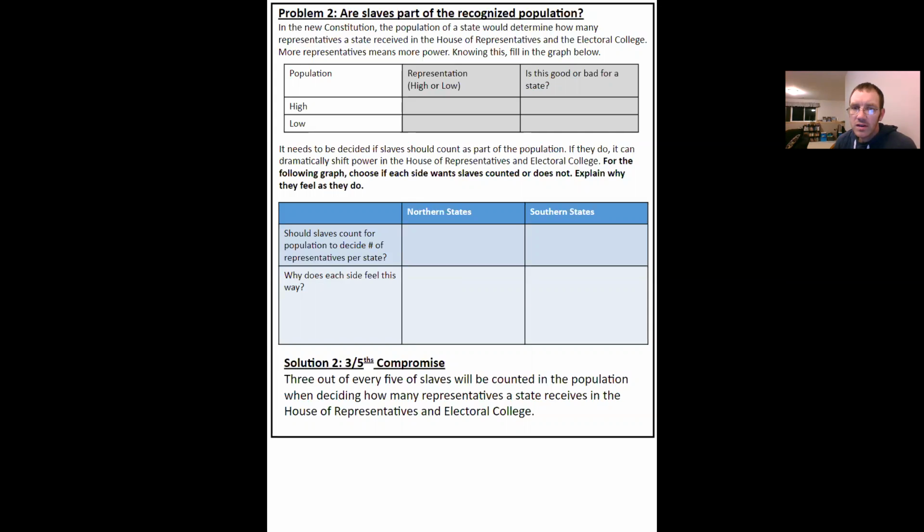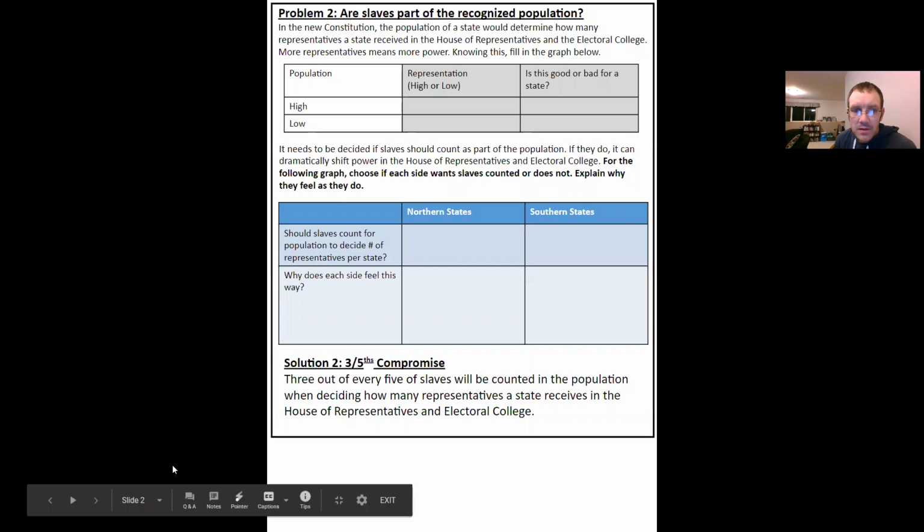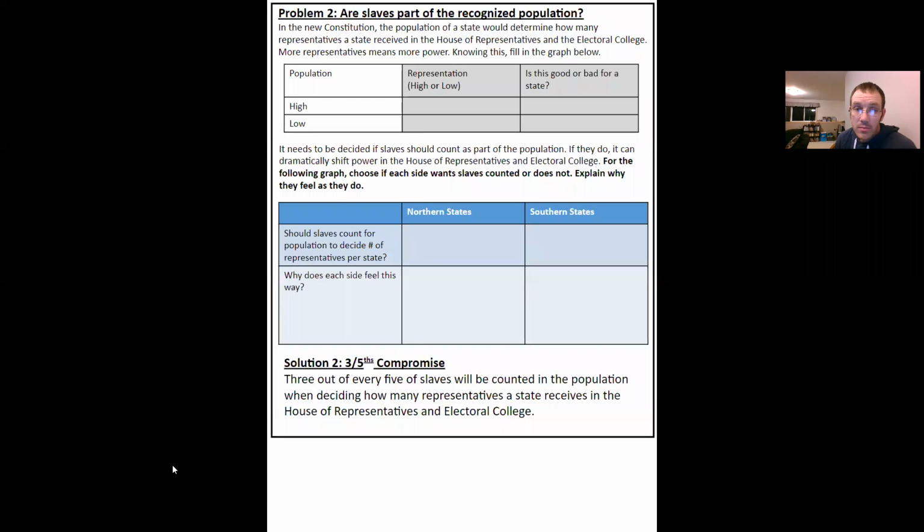So problem 2: are slaves part of the recognized population? In the new Constitution, the population of a state would determine how many representatives a state received in the House of Representatives and the Electoral College. This means more representatives means more power. Knowing this, fill in the graph below. So if you have a high population, what's that going to mean for representation? It's going to be high or low. Is that good or bad? And if you think about it, representation means how much power you have in the national government. So normally, what would you want for more power? Okay, you can fill that chart in, and we'll go on to the next part.